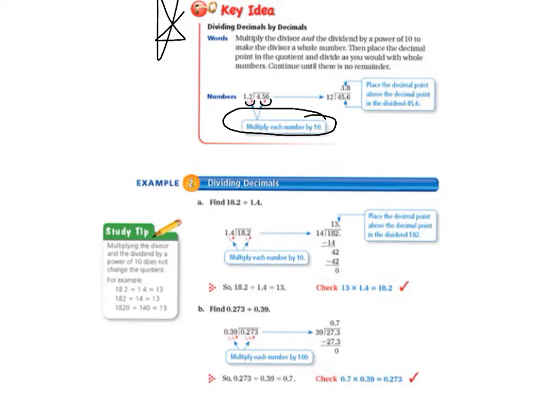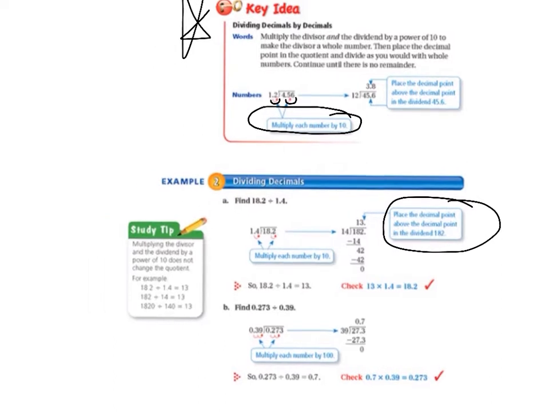So 14 goes into 18 one time, and don't forget to place your decimal point above the decimal point in the dividend. 14 goes into 18 one time. 14 times 1 is 14. 18 minus 14 is 4. Bring down the 2. 14 goes into 42 3 times. And 14 times 3 is 42. 42 minus 42 is 0.